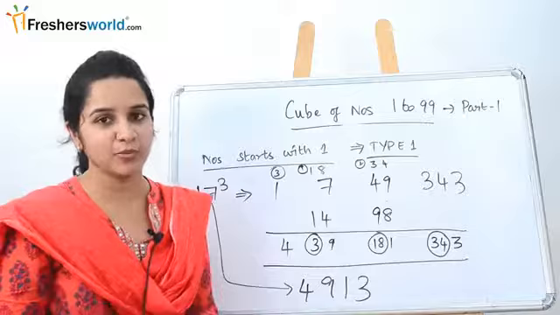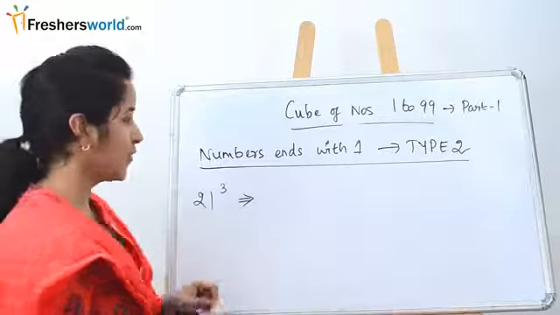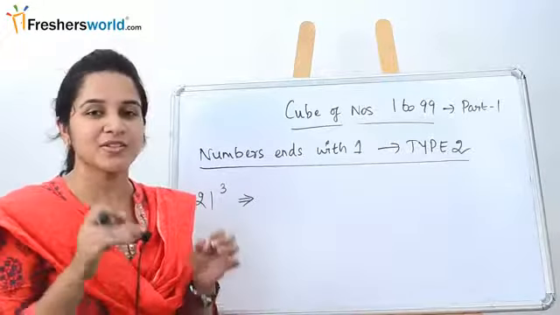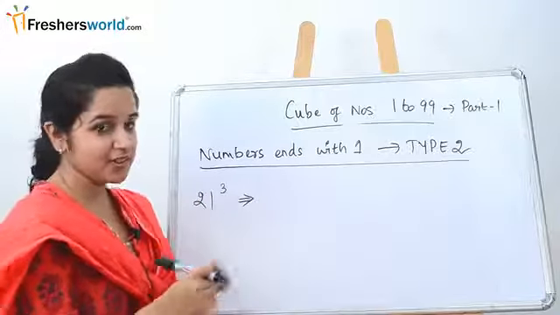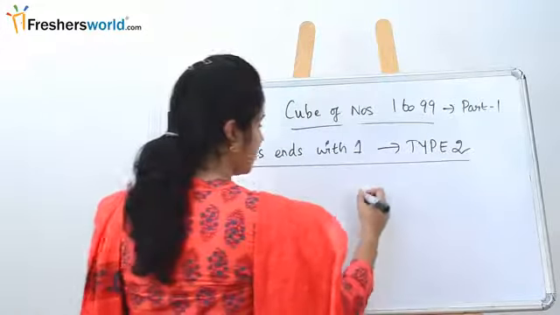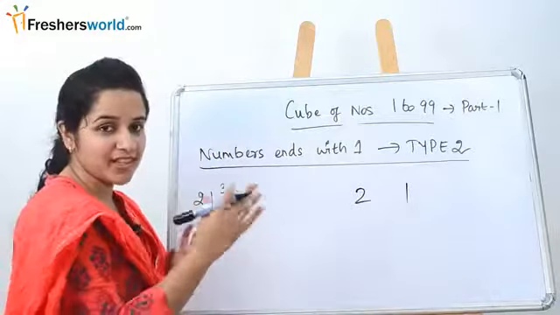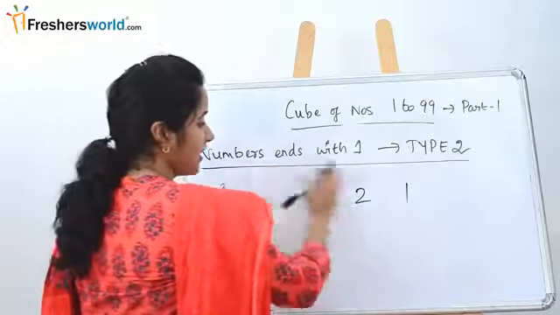So let's go to type 2. Type 2 is numbers that end with 1. In the first type, we talked about the numbers which start with 1. A similar technique we are going to use here with a very slight change. The question they have given is 21 cube. You're going to write 21 as such, but at the end this time. Initially we wrote it at the start for numbers starting with 1. The opposite we are going to do here, so we write it at the end.